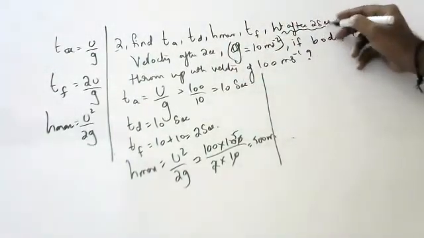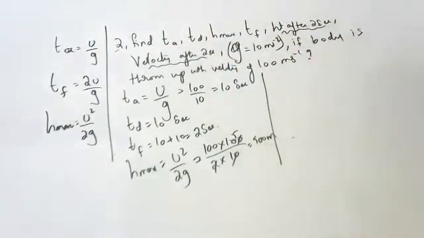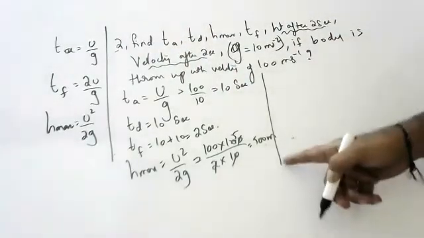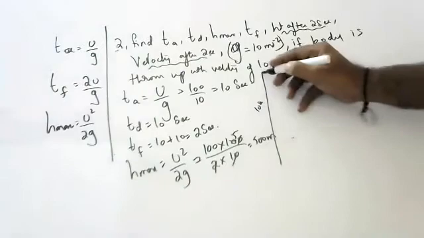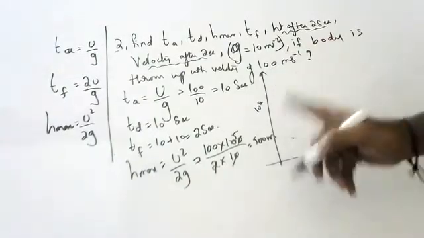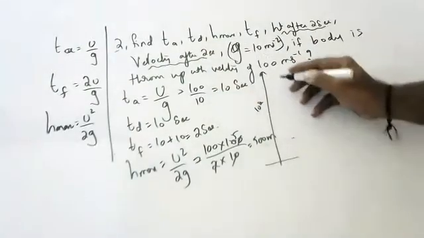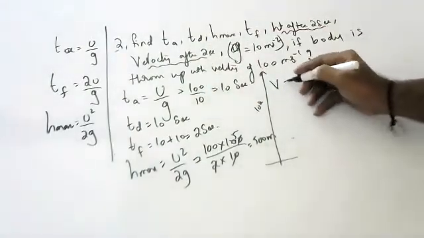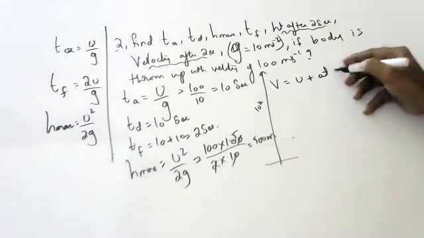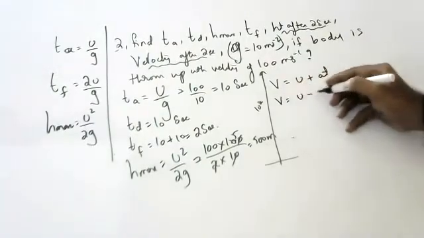And also I asked for height after 2 seconds and velocity after 2 seconds. Children, it is taking 10 seconds to go up. I asked in 2 seconds how much height it went up and how much velocity. So children, if you want velocity, v is equal to u plus at, the first equation of motion. For upward thrown bodies, v is equal to u minus gt.